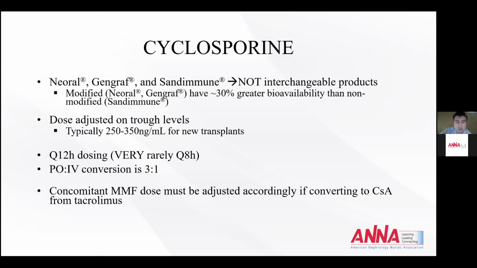Concomitant, I can't ever say that word, but if you're using it together, the MF dose must be adjusted accordingly if you're going from cyclosporine to tacrolimus. Why do I say that? Tacrolimus has more potency, so you may have to modify your CellCept dose. If you're going from TAC to cyclosporine, you actually have to give them more CellCept because cyclosporine is not as potent.